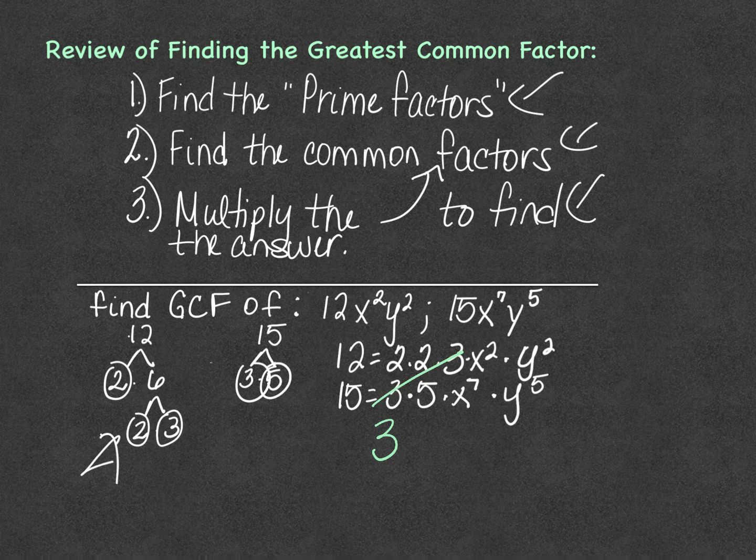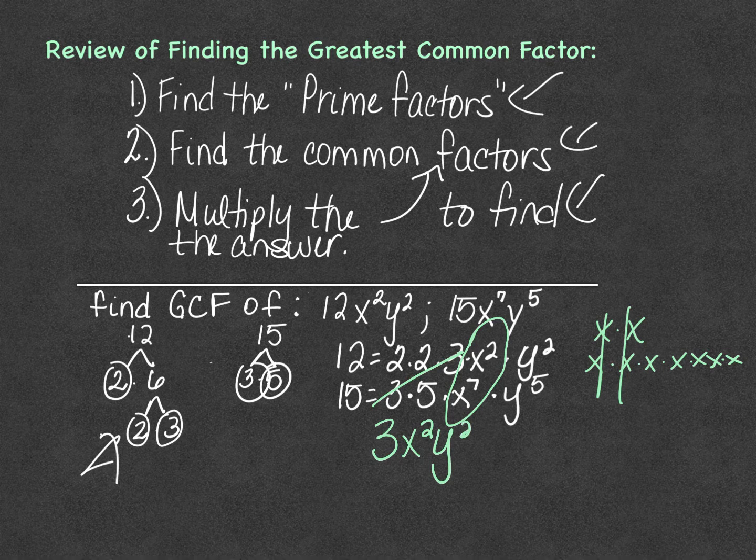Now, let's look at x squared and x to the 7th. Remember, if this was written out, it would be x times x, or x times x times x times x times x times x. So I have 2 x's in common, or you could subtract the 2, and that would give you the correct answer as well, or just write the lowest because you know that you have 2 in common. You have 3 more, but you don't have those there. So here's your answer, 3x squared y squared.